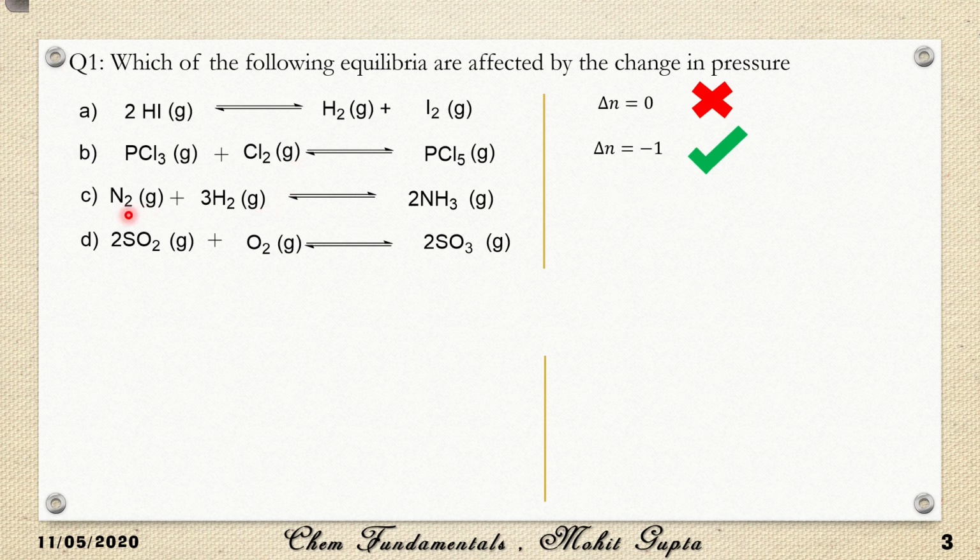In the next part C, we have N2 plus 3H2 giving us 2NH3.